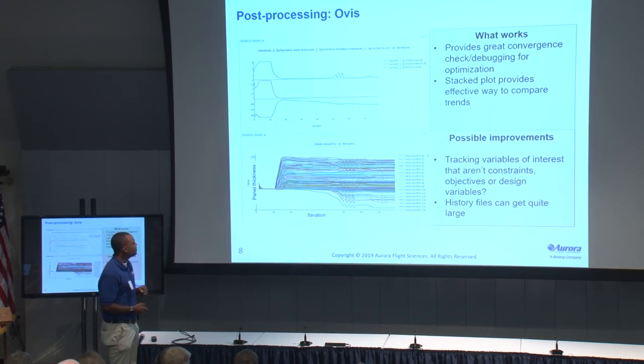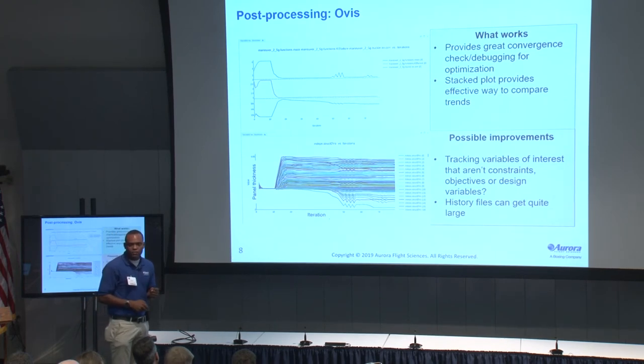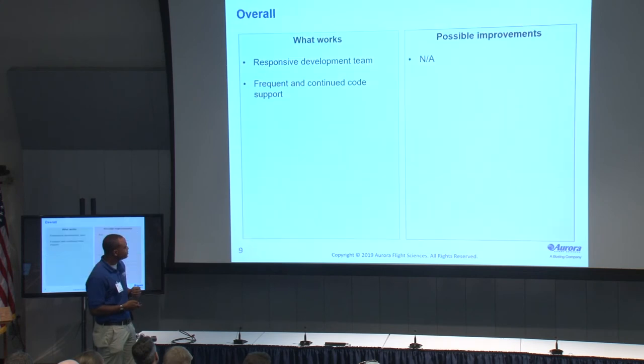And then the history files can be a little bit large too. The SQL files, depending on the size of the model and the size of the optimization problem, can take up a disproportionate amount of space. I'm not sure if there's potential for further file size optimization there.